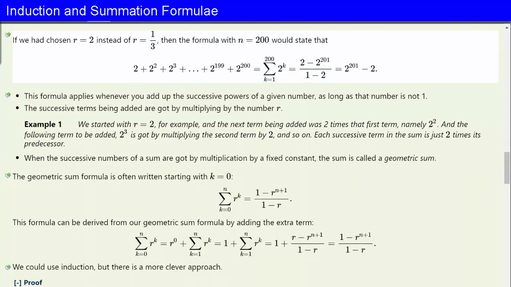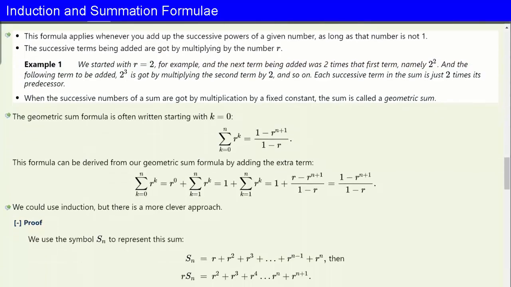If we had chosen r equals 2 instead of r equal 1/3, then the formula still works. With n equal 200, for example, it would state that the sum 2 plus 2 squared plus 2 cubed, and continue until you get to 2 to the 200th power, is the ratio 2 minus 2 to the 201st power over 1 minus 2. The point is that this formula applies whenever you add up the successive powers of a given number, as long as that number is not 1.